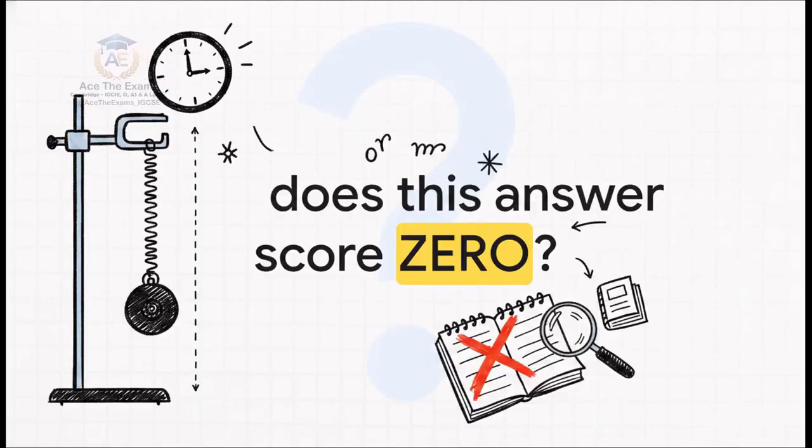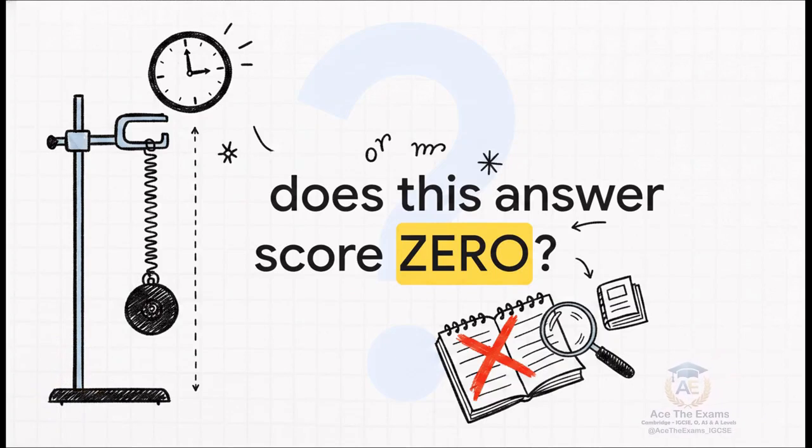Okay, picture this. The exam clock is ticking down. The pressure is seriously on. A student is asked to describe what happens when weights are added to a spring, and they write this: the spring stretched because of the weight, right? Seems totally logical. Seems like common sense. But in a Cambridge exam scenario, this exact answer scores a fat 0.